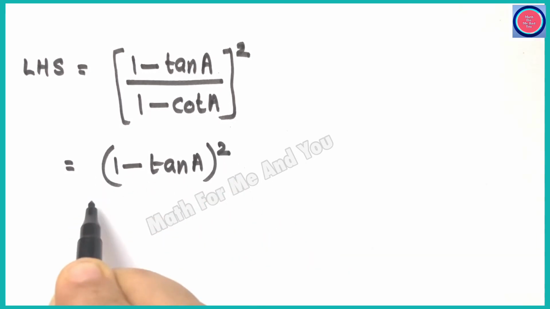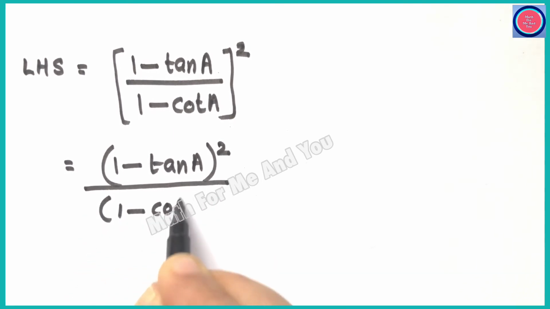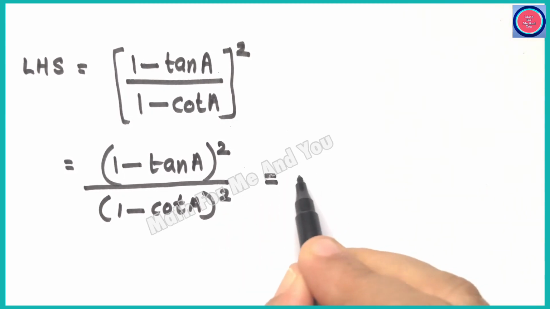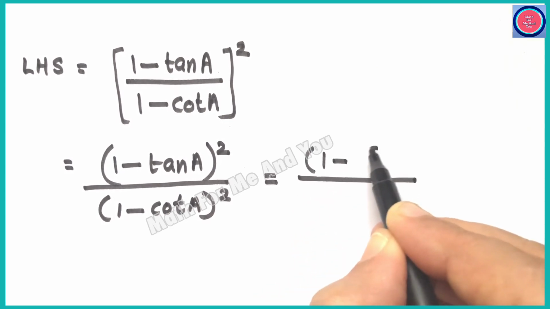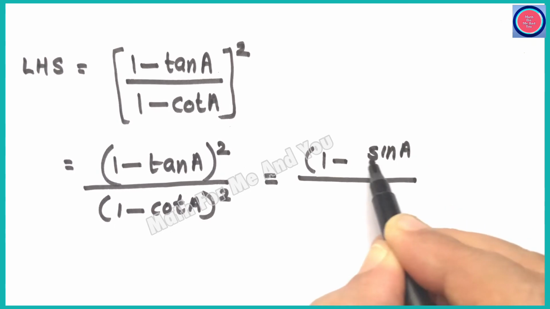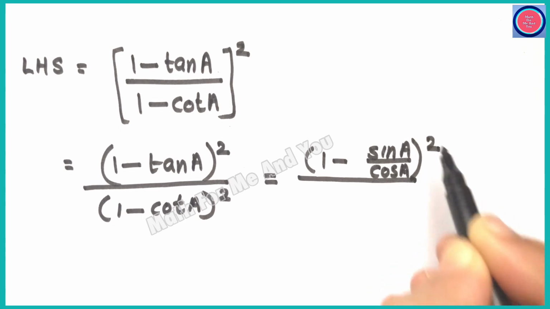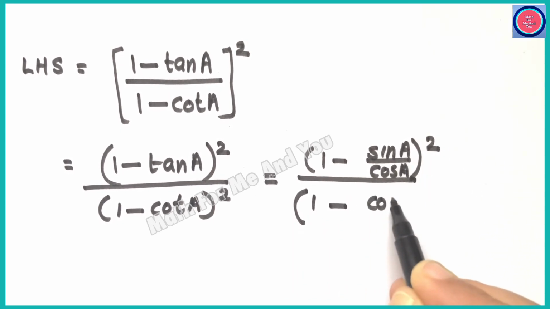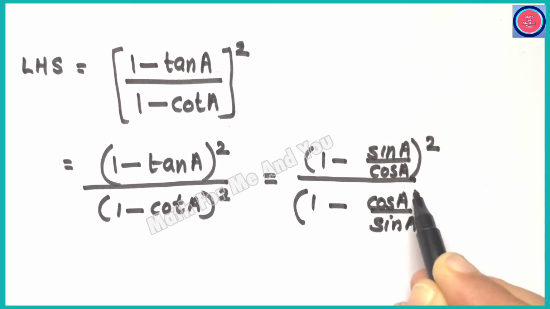Numerator is 1 minus tan a. We write whole square divided by the denominator 1 minus cot a, and give the power 2 here also. So we get 1 minus tan a the whole square divided by 1 minus cot a the whole square. Next step we write tan a as sin a divided by cos a and whole square. Denominator 1 minus cot a. What is cot? It is cos a divided by sin a, then whole square.